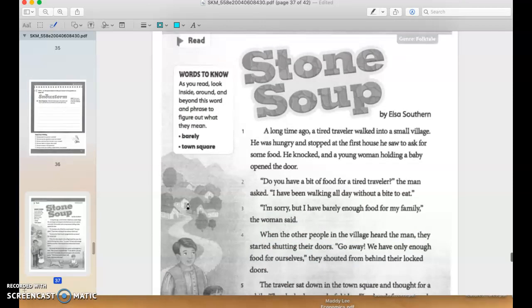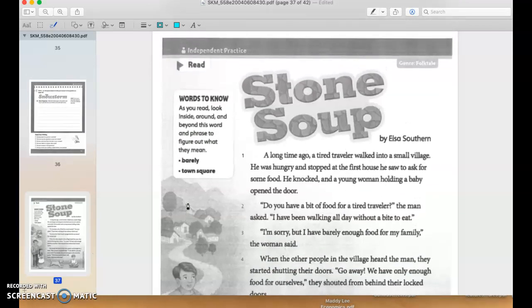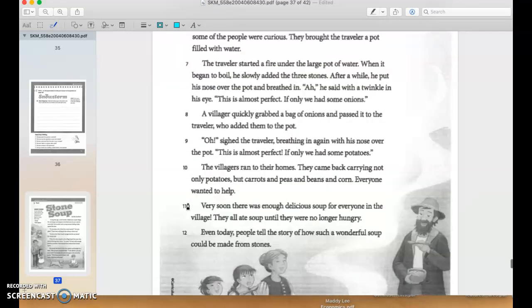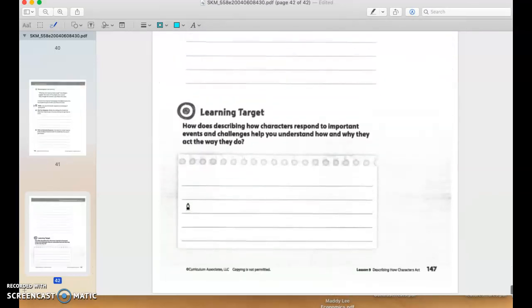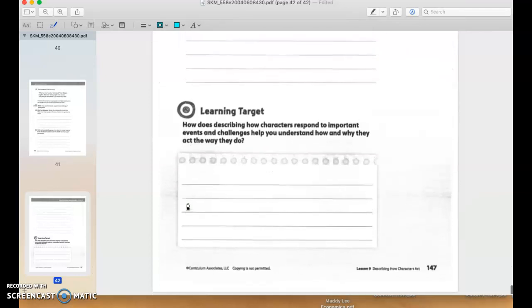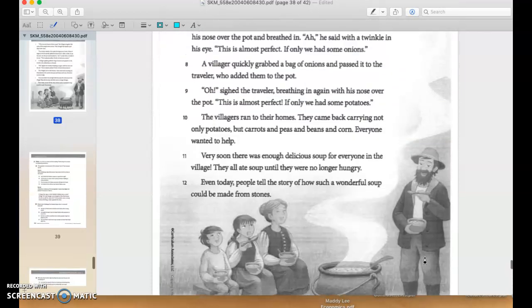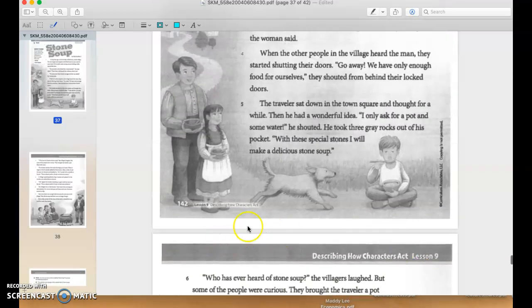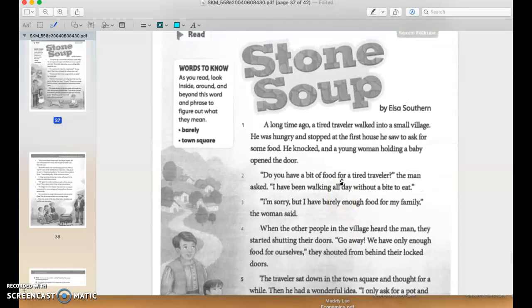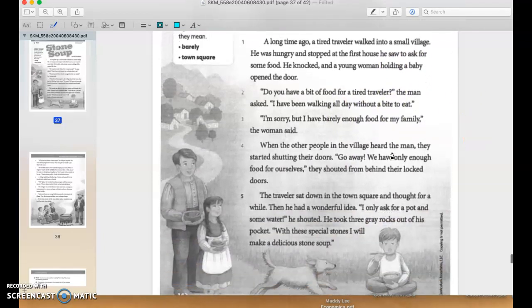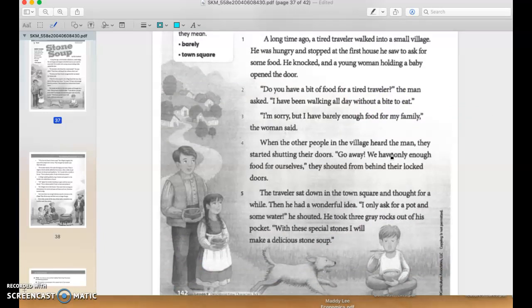Now this portion is the independent practice. And if you choose to complete pages 137, 147, and 142 to 147, I will be giving you 10 extra credit points towards your grade. This is just completely extra.